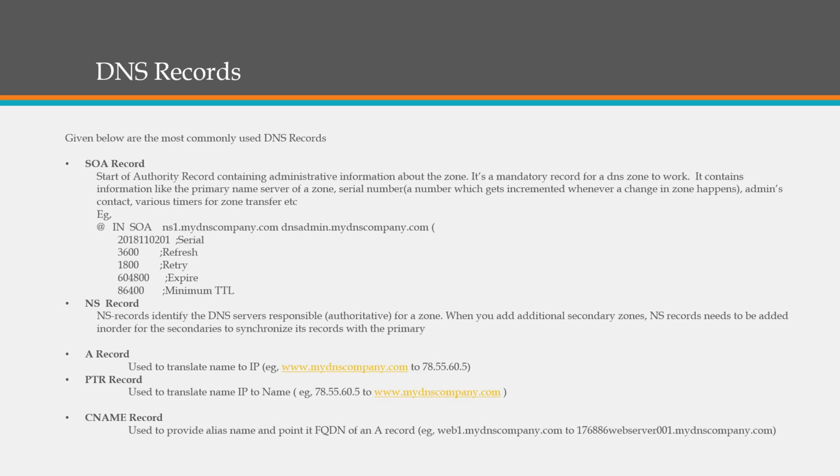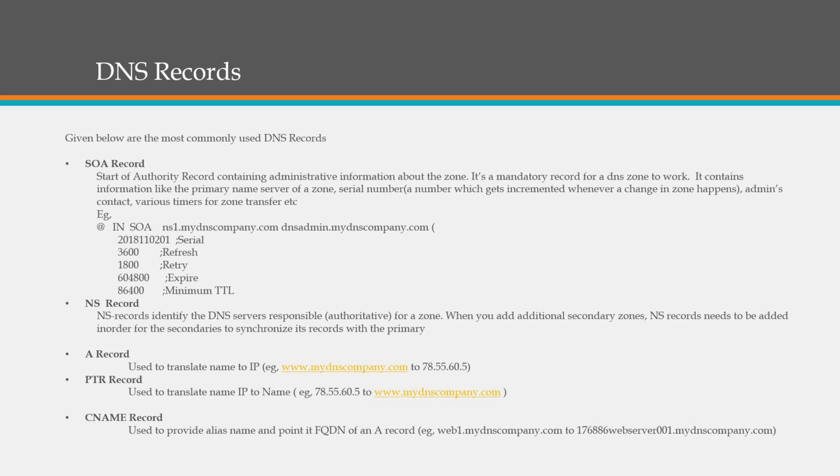Okay, then the next record is the A record, and this is the most commonly used record in DNS because it's used to translate a name to an IP address. And PTR is just the opposite of it. It's used to translate an IP address to a name.